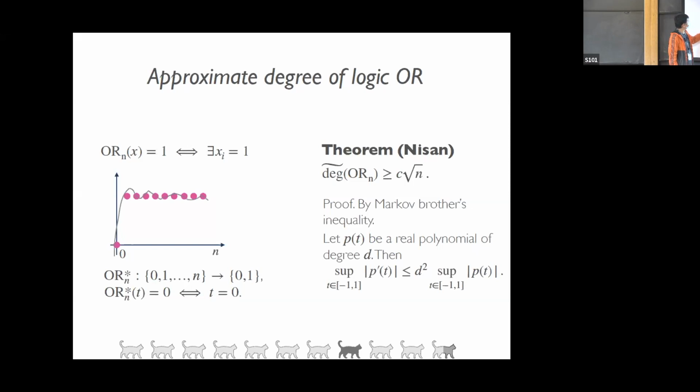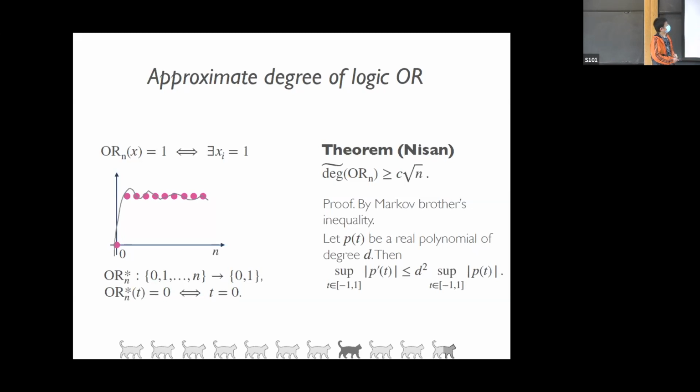So this is like the symmetrized version of your OR function. Now, for any polynomial that approximates your OR function, notice that in this part there will be some point whose derivative is very large. So that's why the approximate degree of the OR function is at least square root of n. Okay, so this is one way to prove an approximate degree lower bound.